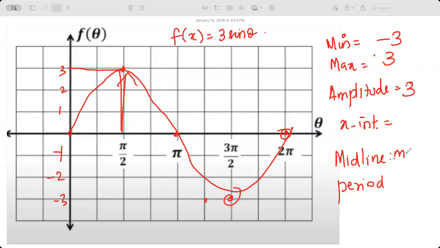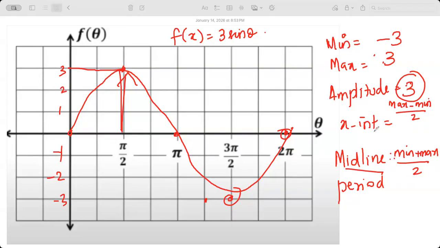For calculating the midline, the easiest way is min plus max by 2, right? It's the average, whereas the amplitude is max minus min by 2. You got it? So the difference divided by 2. So basically 3 minus minus 3 divided by 2. Amplitude is calculated like this. For the midline, if you know the min and max, you just find the average of the two. That is your midline. Minus 3 plus 3 divided by 2 is 0.